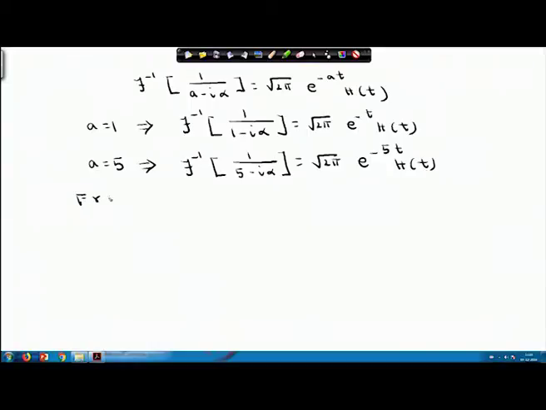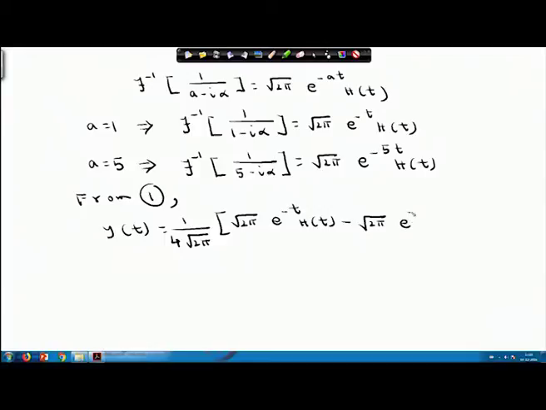Therefore, if I substitute these two values into equation 1, I can write y(t) as 1 by 4 into root over 2 by π into these two values: root over 2 by π e^(-t) h(t) minus root over 2 by π e^(-5t) h(t). Here root 2π, if I take it common, will cancel, and h(t) I can bring outside. So it will be h(t) by 4 into (e^(-t) - e^(-5t)).